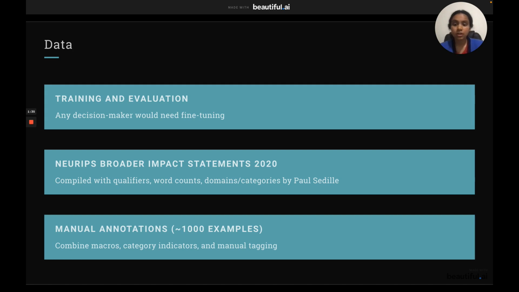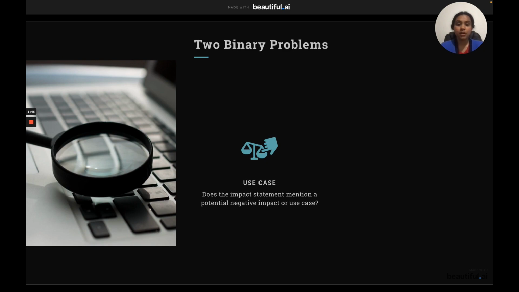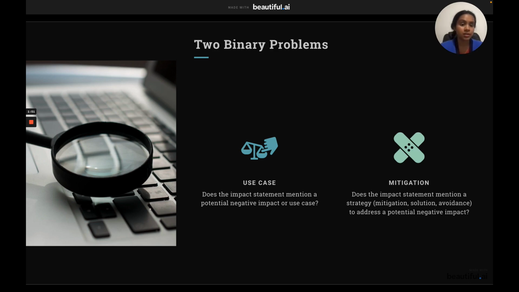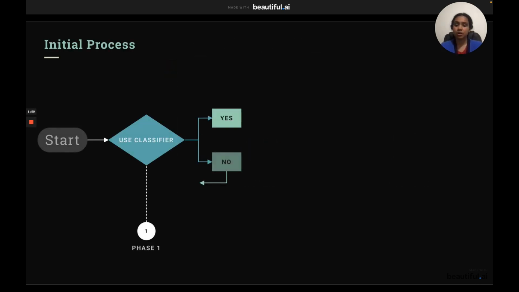I conducted manual annotations by combining macros, category indicators, and some level of manual tagging for approximately 2,000 examples, 1,000 for training and 1,000 for evaluation. Then we get two binary problems. First, the use case. Does the impact statement mention a potential negative impact or use case? Second, the mitigation strategy. Does the impact statement mention a strategy, that is, mitigation, solution, or avoidance, to address a potential negative impact? Then we can denote a control flow.